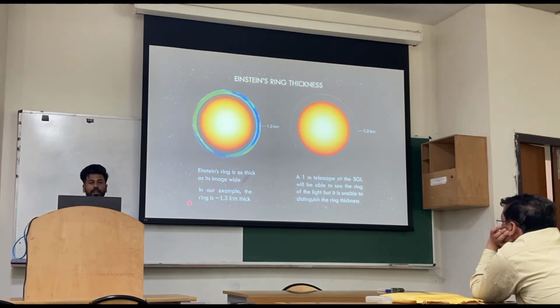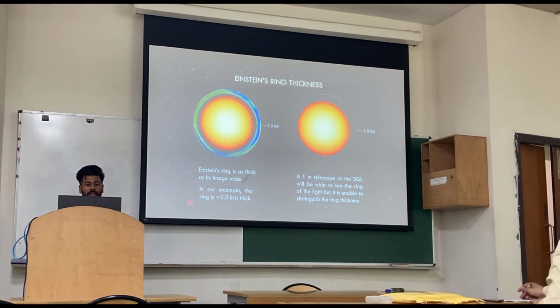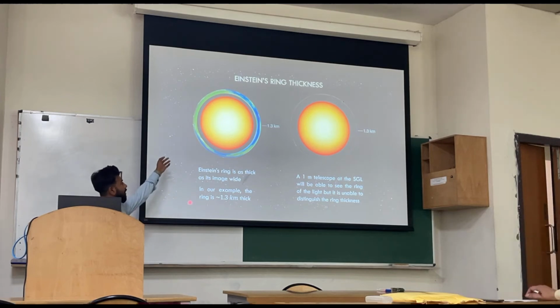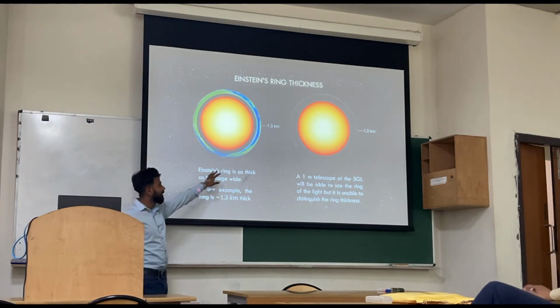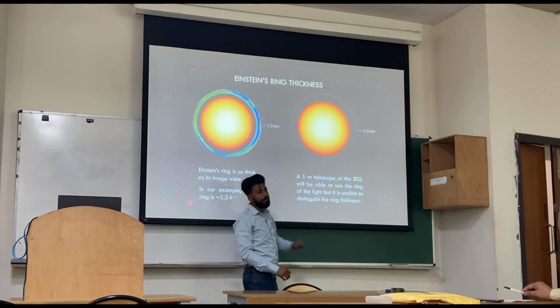As I told you, we cannot make a 1.3 kilometer bigger telescope. So if I make only a 1 meter telescope, the Einstein ring will not dissolve like that. Even so, I will see the ring like that.